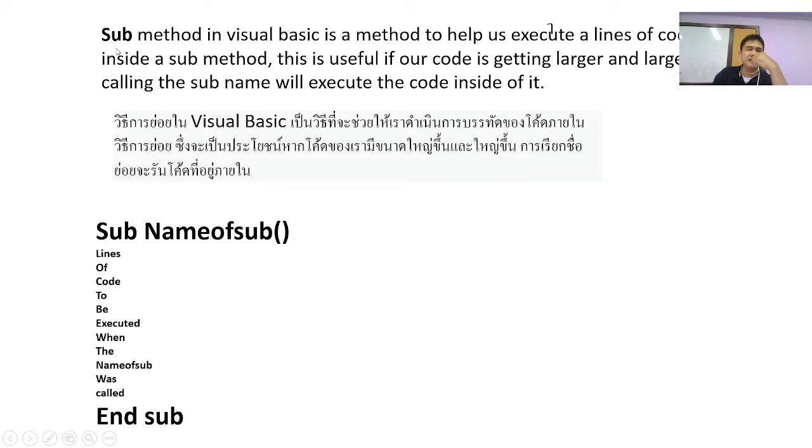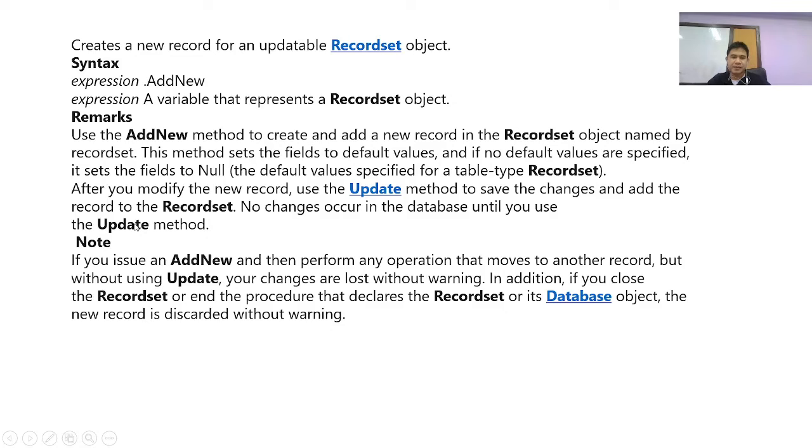Okay, today our lesson is about how we can use the sub method in Visual Basic. Now, what is a sub method? A sub method in Visual Basic is a method to help us execute lines of code inside a sub method. This is useful if our code is getting larger and larger. Calling the sub name will execute the code inside of it. So you can see how you can use the sub method.